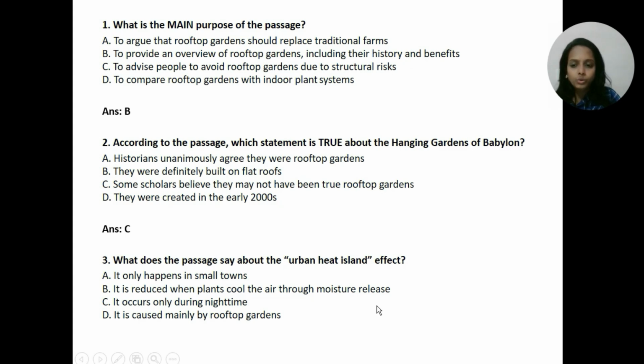And for the third one, what does the passage say about the urban heat island effect? Option B is correct because the passage explains that rooftop plants absorb heat and release moisture, helping cool cities.